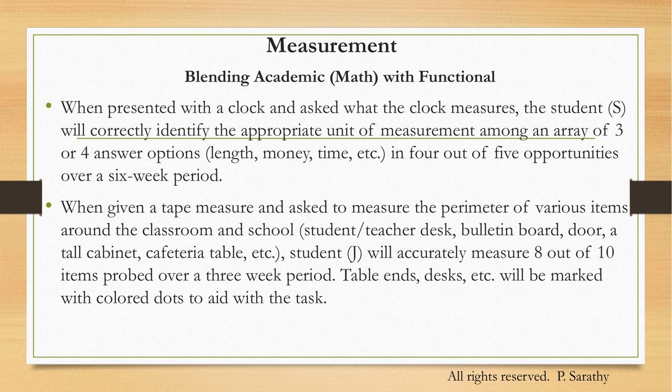So let's say the objective is, when presented with a clock and asked what the clock measures, the student will correctly identify the appropriate unit of measure. Is it length and breadth? Is it weight? Is it money that the clock measures? Or is it time? So the student makes that choice given an array of choices in 4 out of 5 opportunities over a 6-week period.